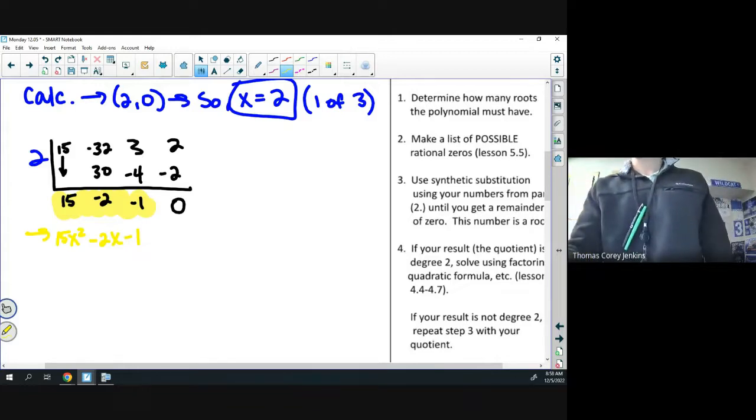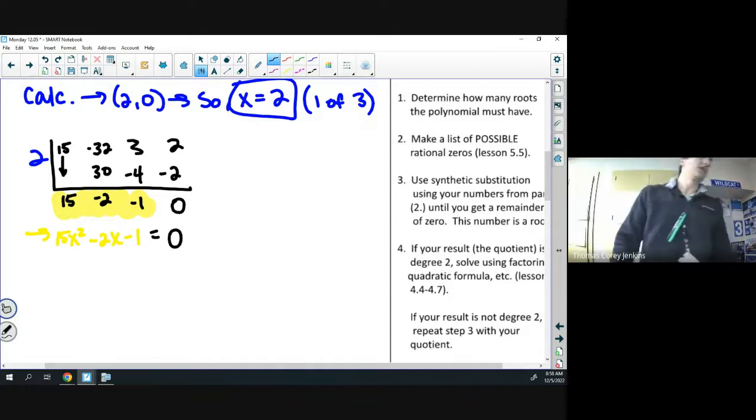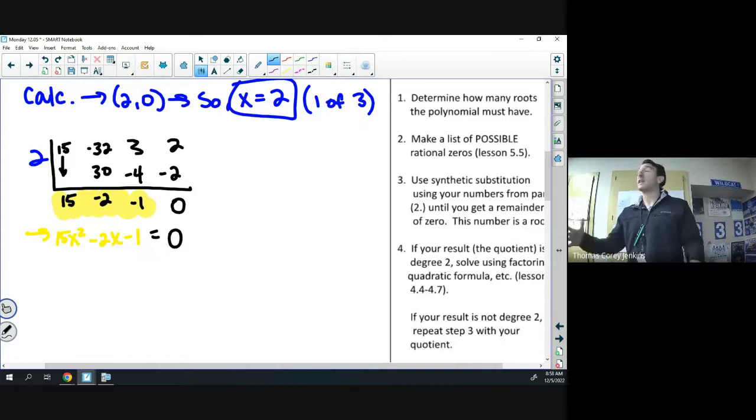Okay, so basically my other two solutions are going to come from this equation right here. So I would just say at that point, probably the easiest thing to do would be maybe use the quadratic formula. You can also check to see, could I factor this? You know, is there a combination that multiplies to negative 15, adds to negative 2? I think we could use 5 and 3. So you could factor, you could use quadratic formula.